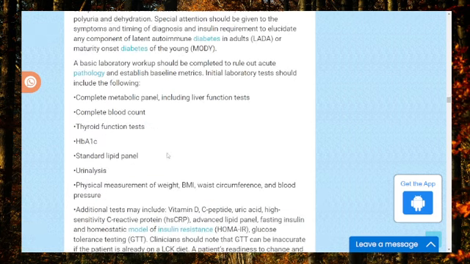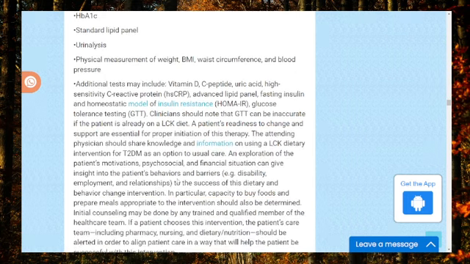MODY. A basic laboratory workup should be completed to rule out acute pathology and establish baseline metrics. Initial laboratory tests should include the following. Number 1, complete metabolic panel including liver function tests. Number 2, complete blood count. Number 3, thyroid function tests. Number 4, HbA1c. Number 5, standard lipid panel. Number 6, urinalysis. Number 7, physical measurement of weight, BMI, waist circumference, and blood pressure.